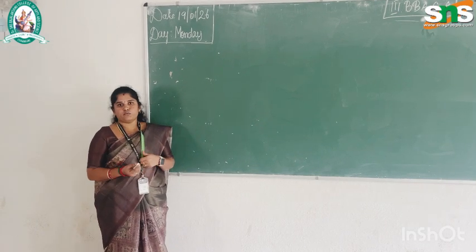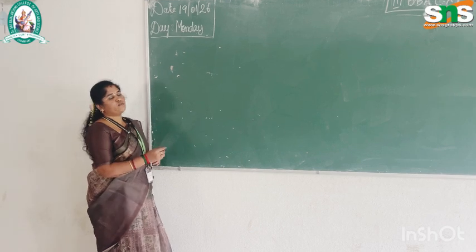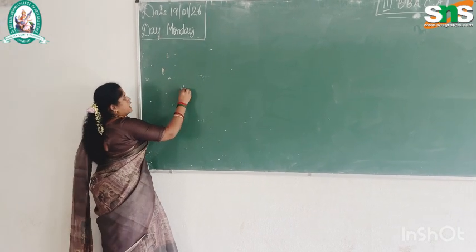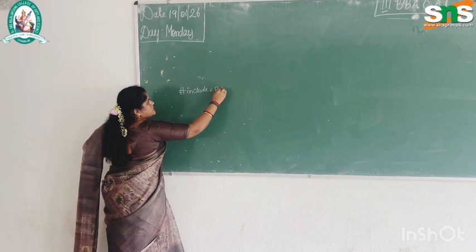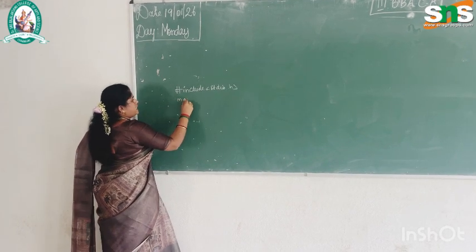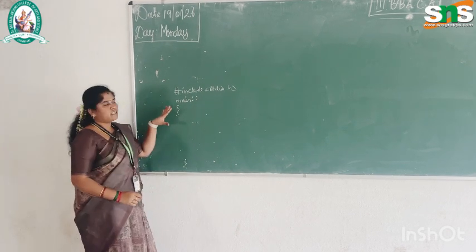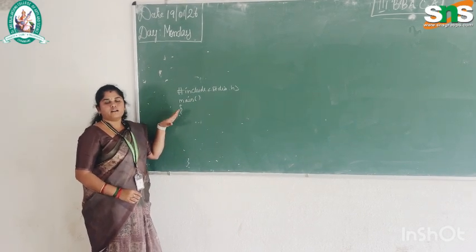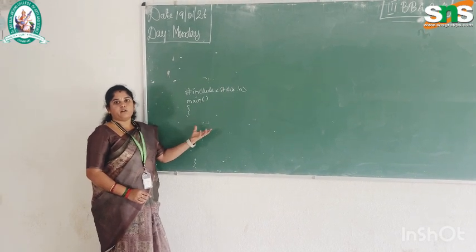For that I am using the concept in a C program. First I have to use the header file, that is hash include stdio.h. So I am creating the main function, and inside the main function I have to write the code for finding the greatest number among two numbers.